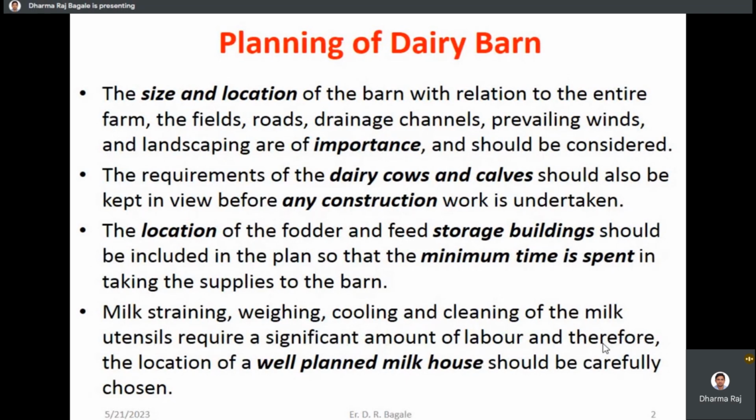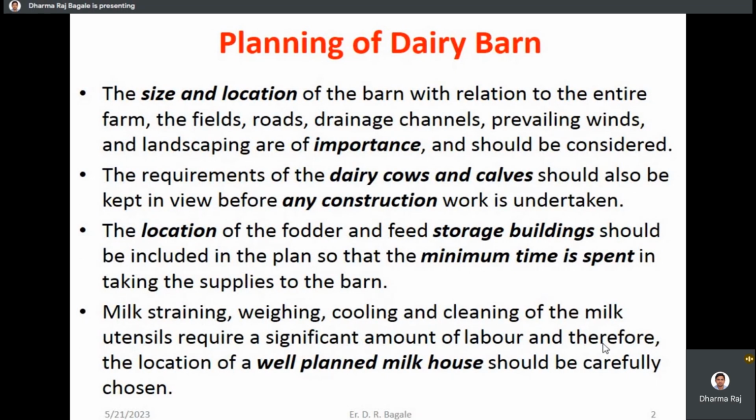The individual requirement of the cows and calves should be met before the construction work is started, and similarly the storage buildings should be located at a minimum distance so that the labor requirement or the time in feeding will be minimized. Similarly, milk straining, weighing, cooling, and cleaning of the milk utensils require a significant amount of labor.